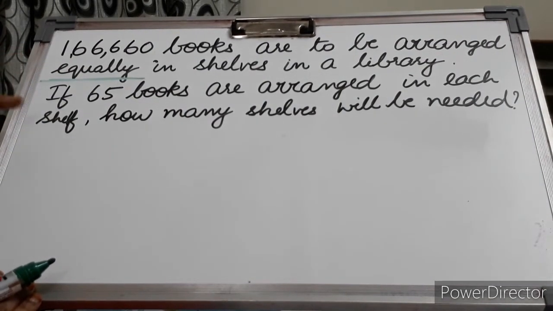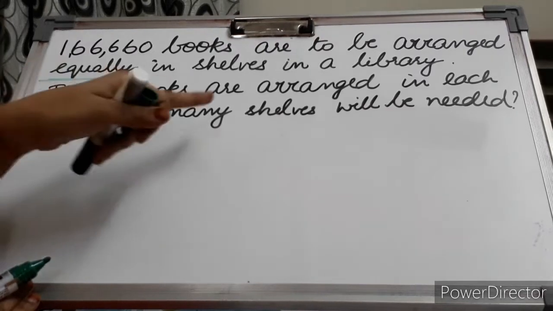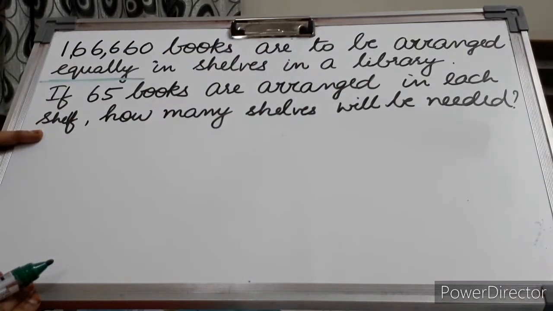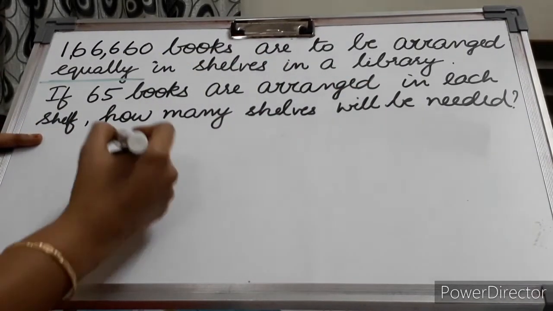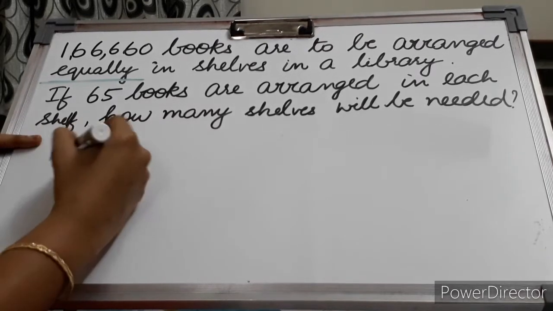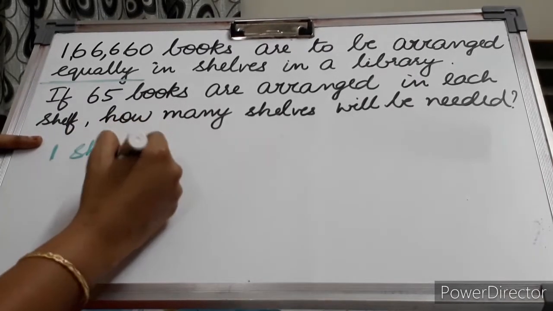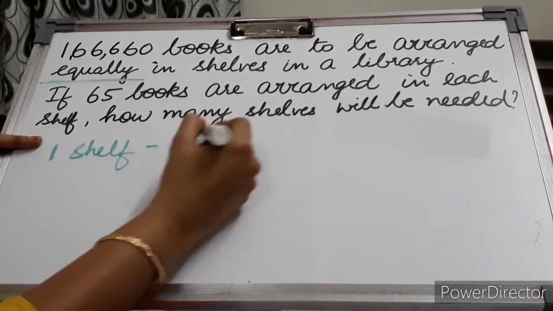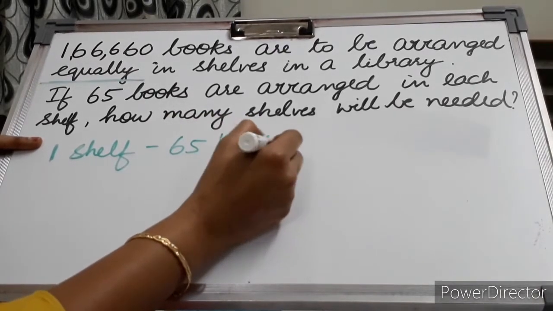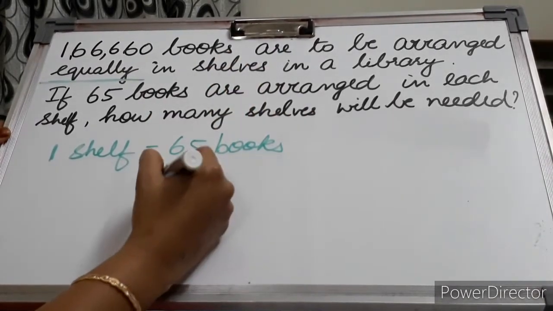Now again we will check the next line. If 65 books are arranged in each shelf, now what do we have to do? In one shelf we have to arrange 65 books. So total given is how many books?